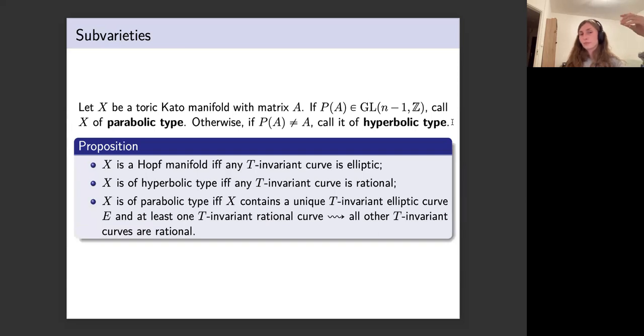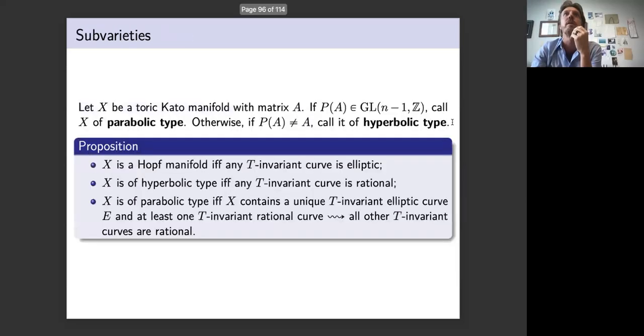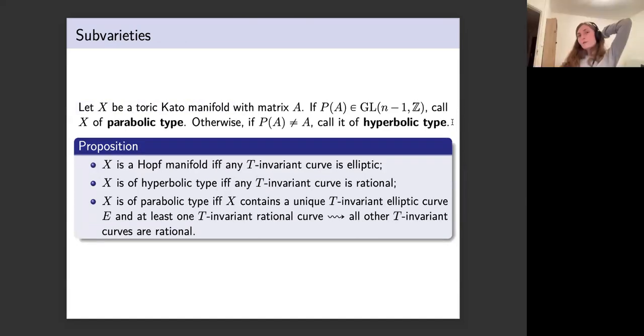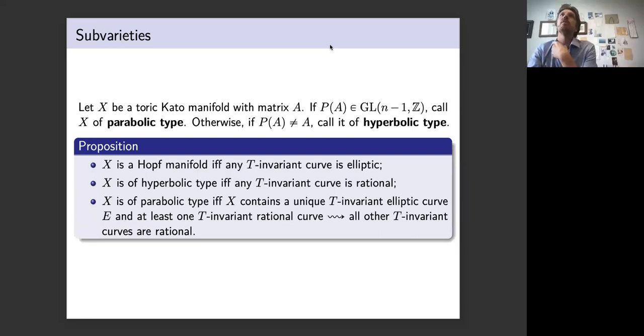Is this the same as parabolic Inoue surface, hyperbolic Inoue surface? Yeah, of course, this is why we chose this name, because in dimension 2 it is exactly parabolic and hyperbolic. And when I showed you the example before, you had parabolic, there was one elliptic curve.